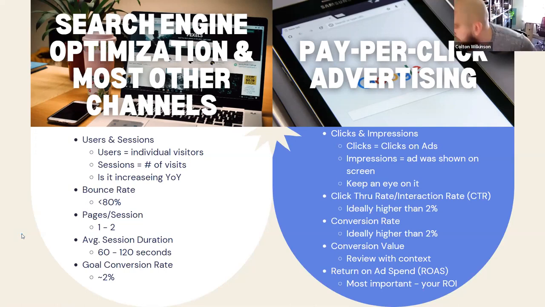So the best way to think about this is to think about what your strategy is, right? There's different KPIs for different types of strategies. So starting with search engine optimization, and this applies for pretty much every other channel as well, these are kind of like your core grouping of KPIs. Number one, your users and sessions.